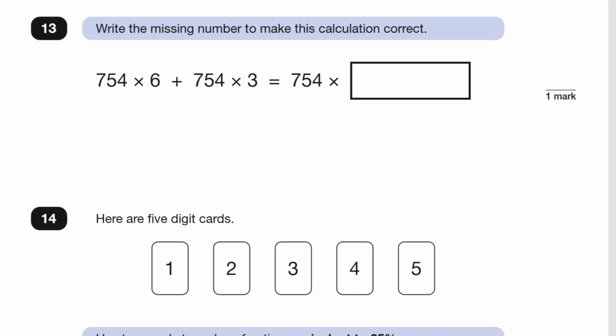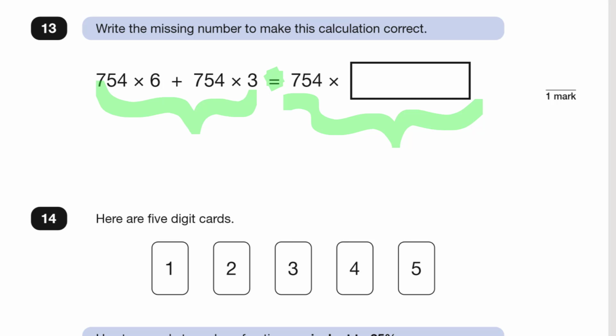Question 13, write the missing number to make this calculation correct. Now, anytime that you see an equal sign, all that is telling us is that this side is the same value as this side. Okay, that's all it's telling us. Now, it can be very tempting to look at this and start to do lots of complicated calculations.